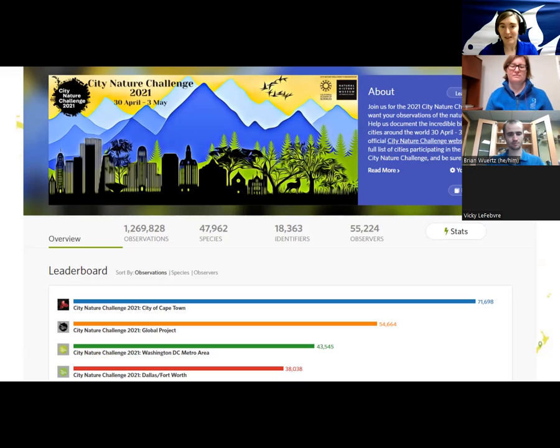North Carolina gets represented pretty well in the top counts. The Triangle area is often in the top like 20 cities globally for the total number of observations and for the total number of species that they find. But if we can get all of North Carolina in the top 20, or maybe even push one of our regions into the top 10 in the world, that would be incredible.